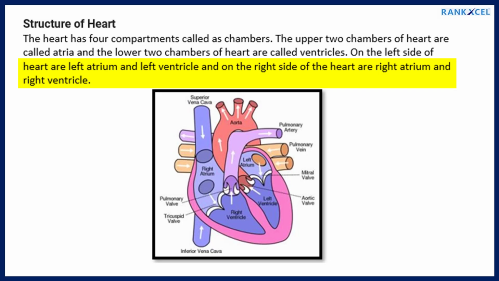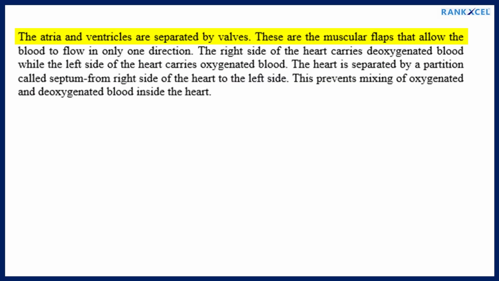On the left side of the heart are the left atrium and left ventricle, and on the right side of the heart are the right atrium and right ventricle. The atria and ventricles are separated by valves. These are muscular flaps that allow the blood to flow in only one direction. The right side of the heart carries deoxygenated blood while the left side of the heart carries oxygenated blood. The heart is separated by a partition called septum from the right side of the heart to the left side. This prevents mixing of oxygenated and deoxygenated blood inside the heart.